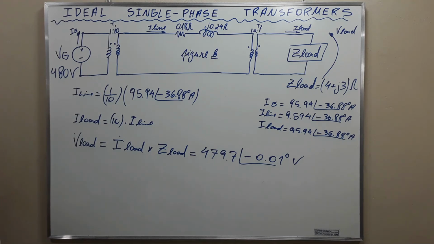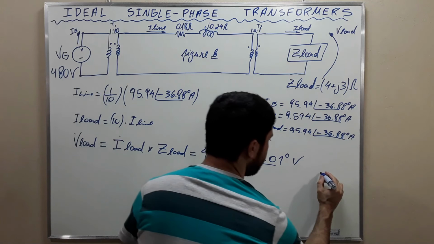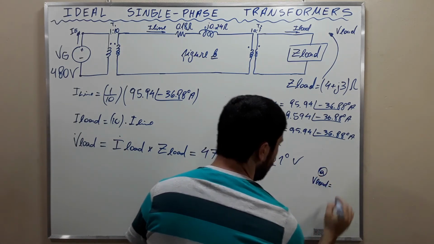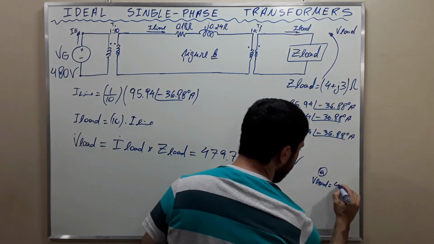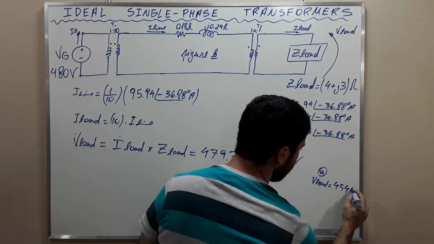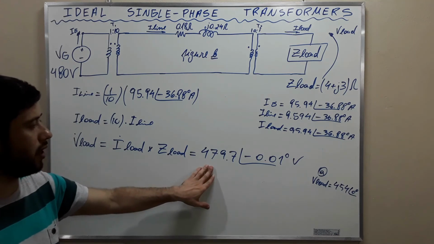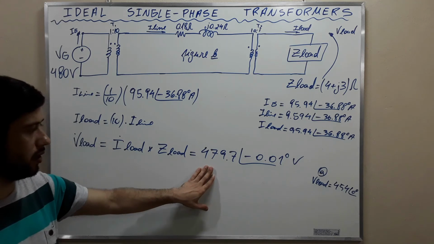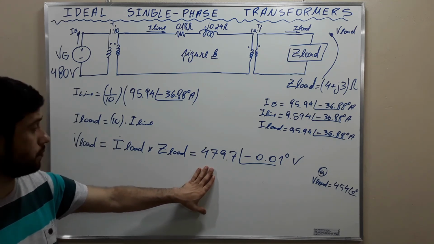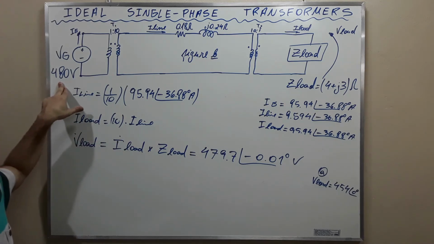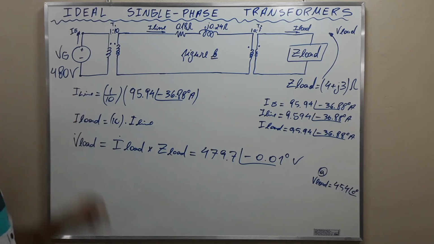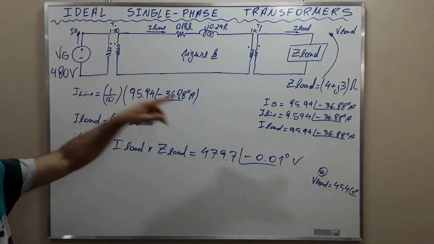Very, very much close to 480. Let's remember that in letter A, V load was 454, approximately 0 degrees. 454. Now it is 479.7. See that the voltage at the load is almost the same now as the voltage of the generator. This is a very big achievement for electric power systems because we can have the same voltage here and there.